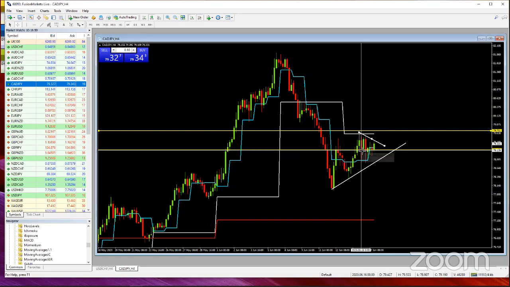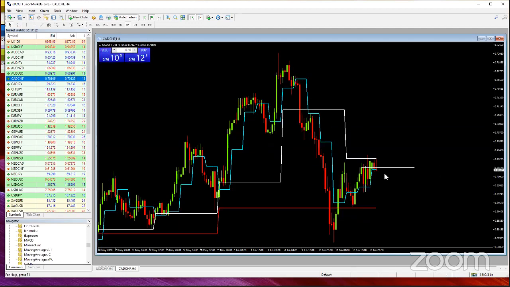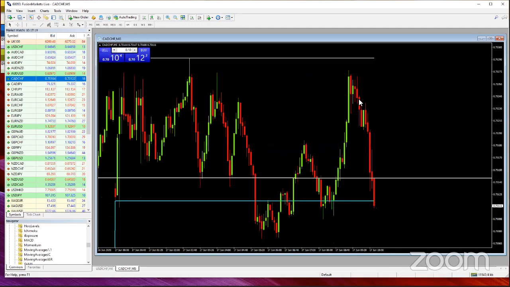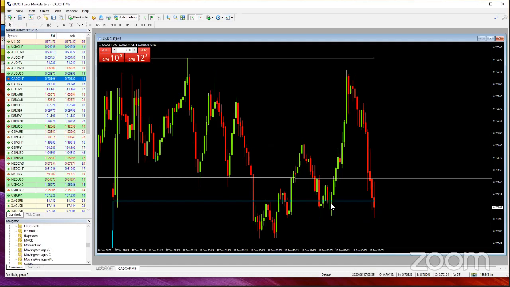Yeah. I mean, it did break down a bit. You would have made profit on it because you would have got out there. Something out there. Yeah. That looks okay, doesn't it? CAD Swiss. It looks pretty good. I do like this. So I'm just waiting for this 5-minute chart just to give me a decent setup, and I'll trade this. Happy to trade this one short.